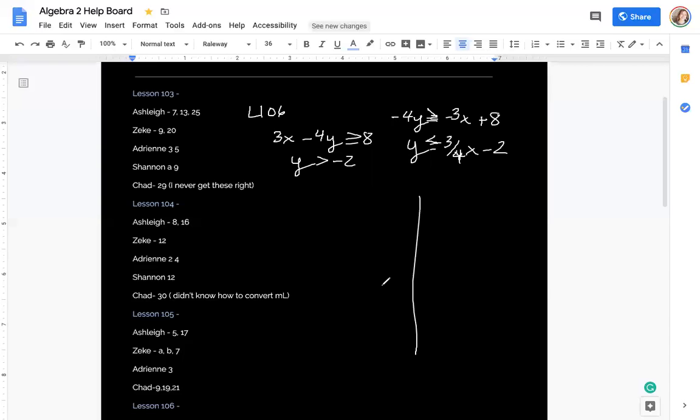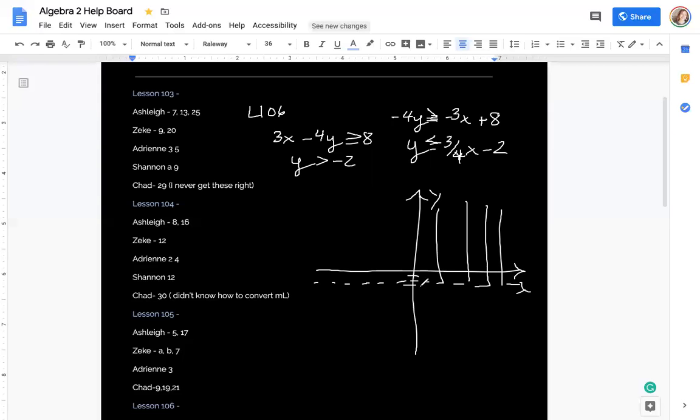So when you plot these, I'm going to plot them really quickly. So the first one is y equals negative 2. So you're going to get y is greater than negative 2. And it's a dotted line because it's greater, it's not greater than or equal to. So you would shade all up here like this.